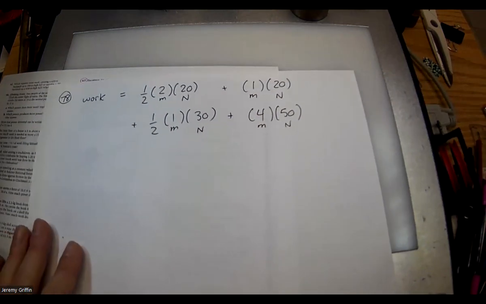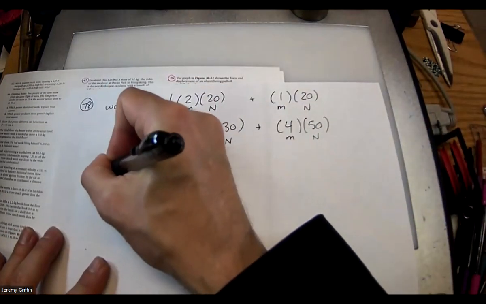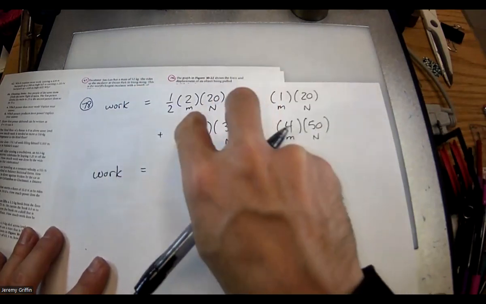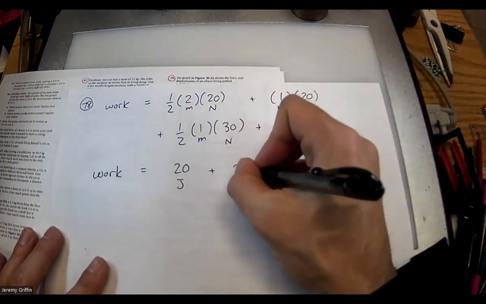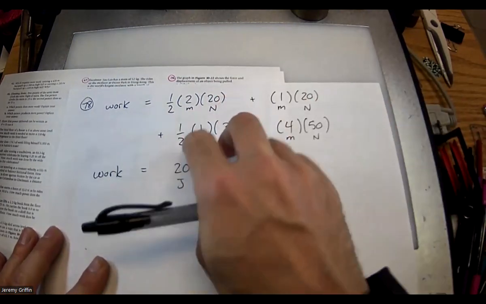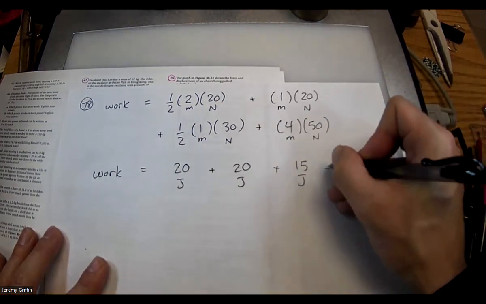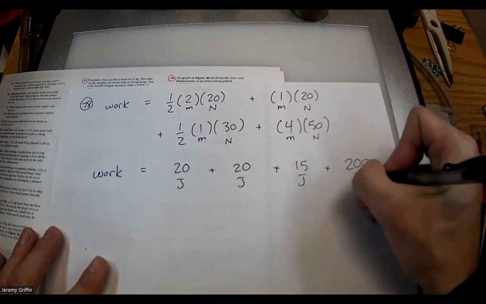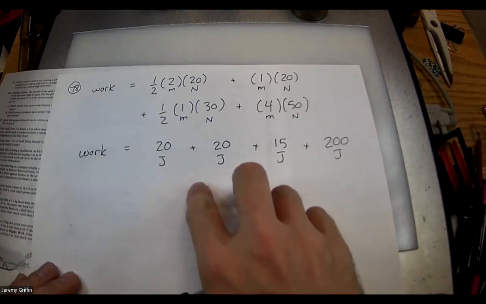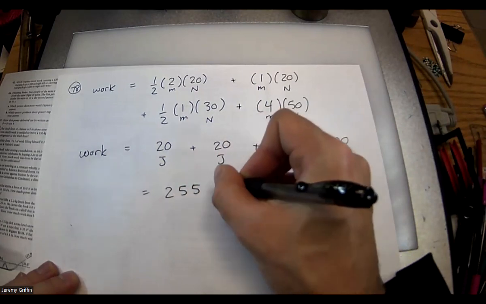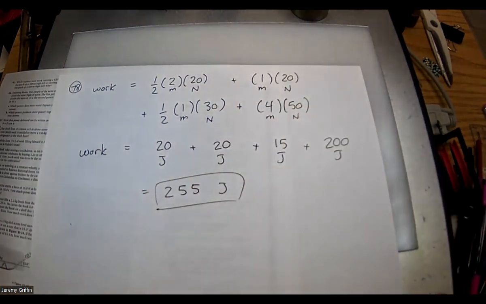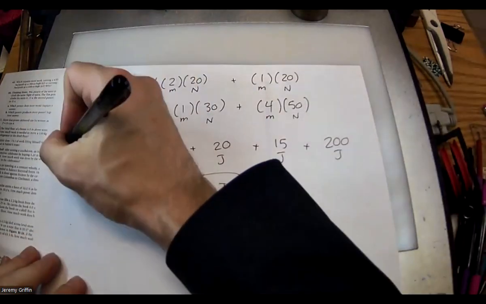Okay, so let's add these 4 bits together. So the work done is equal to, let's see, I got 20 joules from the first bit, plus another 20 joules from the second bit, plus 15 joules from the third bit, plus 200 joules, the big old rectangle. That's 255 joules. Maybe just like that. Okay. Guys good? And so that was question A.